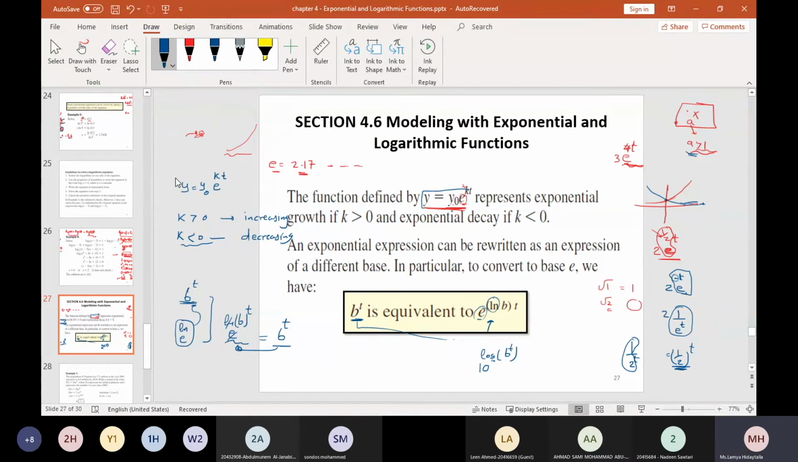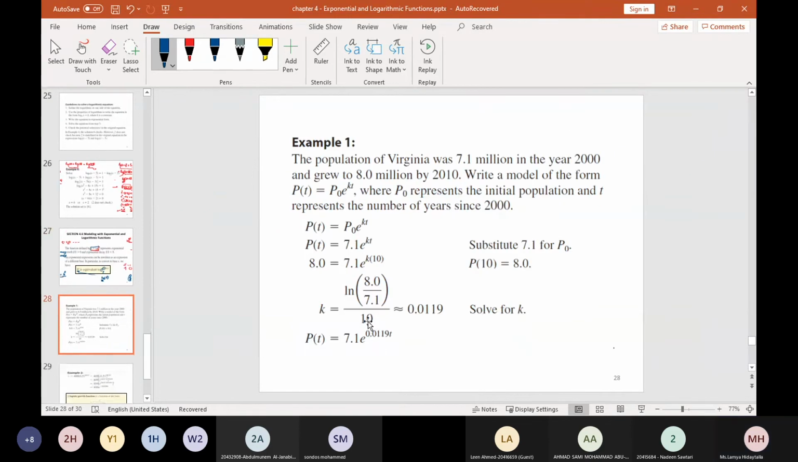Okay, and if you wanted it with base 2, it would be 2 here and 2 here, and so on. Okay, is it clear how you can change the base?